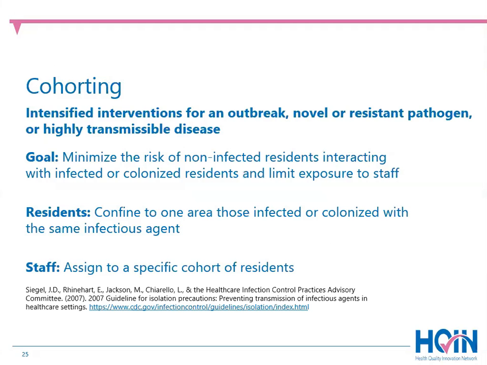Next slide, please. The goal of cohorting or isolation is to prevent the transmission of microorganisms from infected, colonized, and/or asymptomatic residents to other residents, staff, or visitors who may in turn transmit that to others or become infected or colonized themselves. Residents infected or colonized with the same infectious agent can be cohorted together to prevent spreading that infection to other non-infected residents. Staff are also included in cohorting during outbreak situations like the COVID-19 pandemic to a specific cohort of infected residents, which will further limit the risk of spreading infection in your facility. Next slide, please.